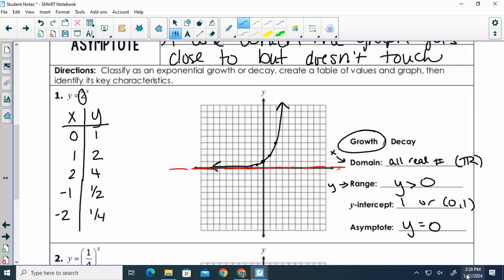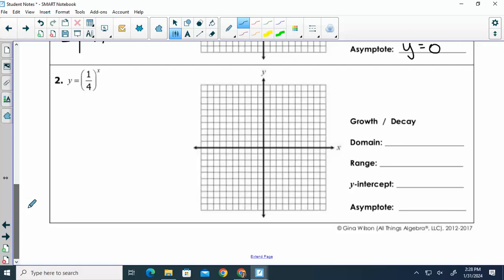All right. It's easy. Questions on that one? Let's graph another one.